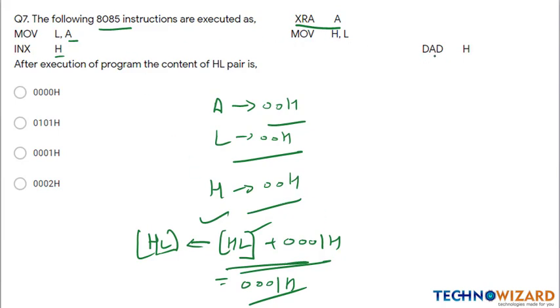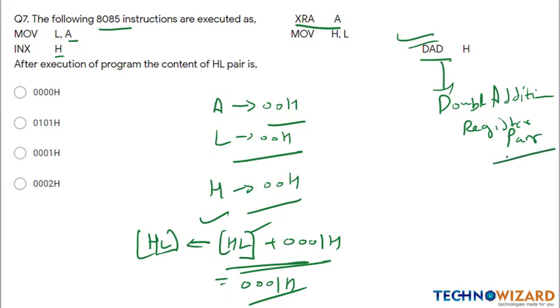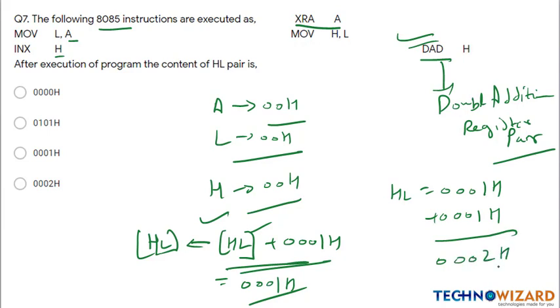After this we have to apply the instruction DAD H. DAD is double addition register pair. The HL pair is 0001H. On double addition of 0001H with itself, we will get 0002H as the answer. Therefore, option D is the correct answer here.